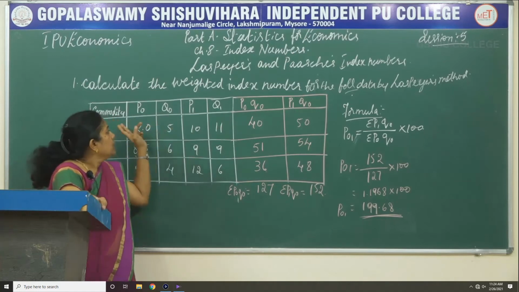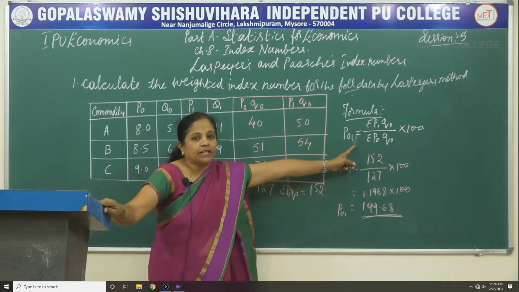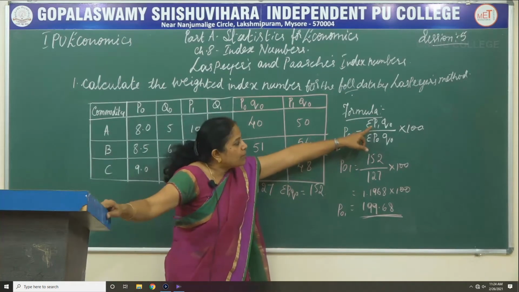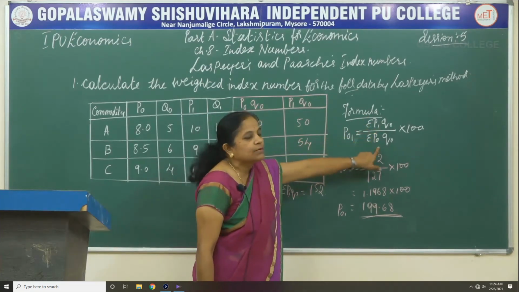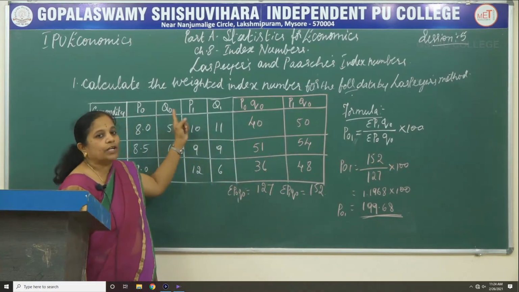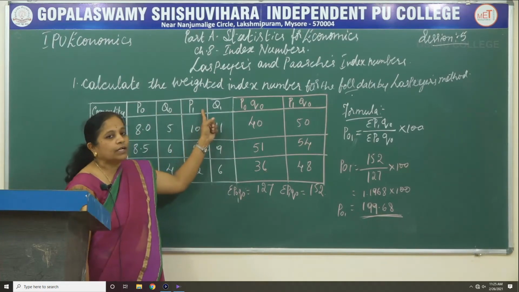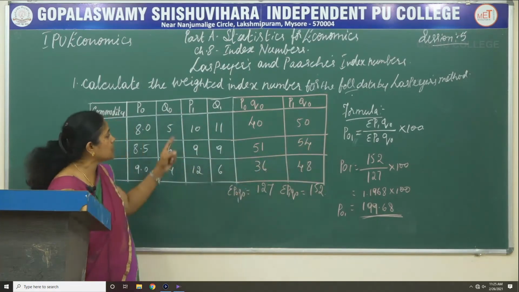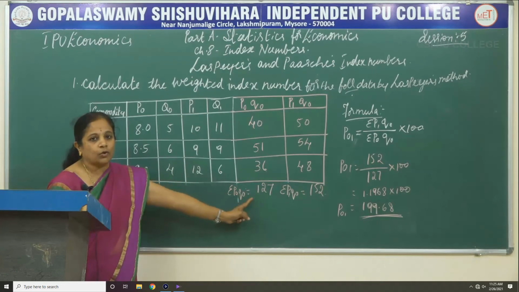Now, as we know, only these data are given, and now we will apply the formula of the Laspeyres method for the calculation of this weighted index number. So the formula is: price index number equals sigma P1 Q0 divided by sigma P0 Q0, multiplied by 100. So you all know that here P0 and Q0 are given, the price of the base year and the quantity of the base year, as well as the price of the current year and the quantity of the current year. So for that we need to calculate P0 Q0 and P1 Q0, and then we should take the aggregates or totals of it.